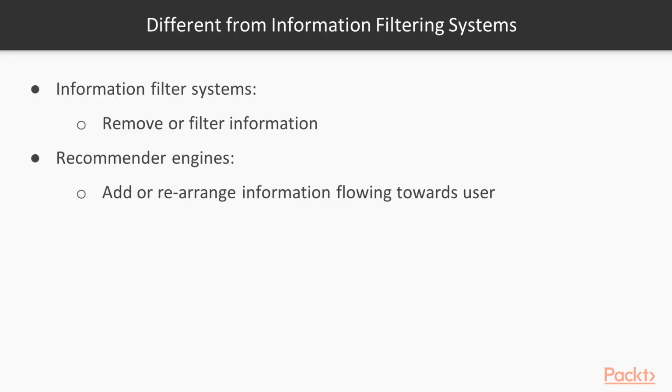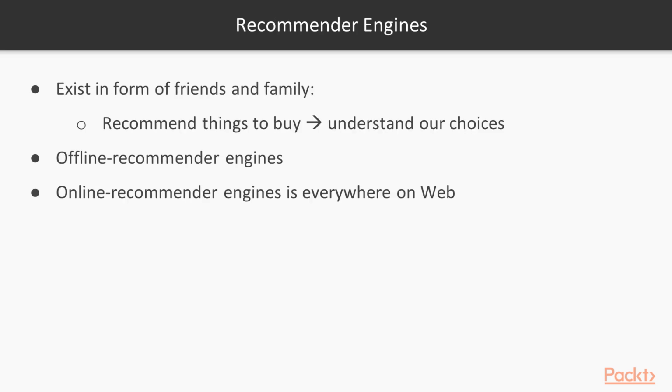Unlike information filtering systems which remove or filter information, recommender engines add or rearrange the information flowing towards the user, which is more relevant to the current context. They existed in the form of our friends and family who used to recommend us things to buy because they understood our choices. These were, and still are, a sort of offline recommender engines.